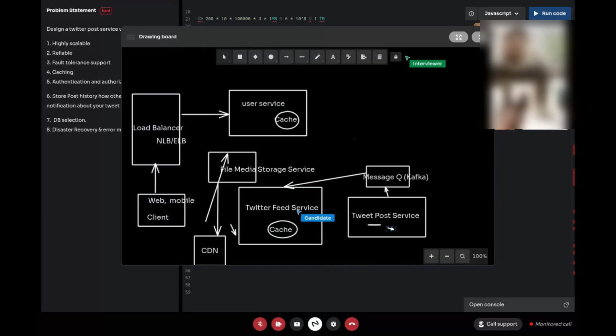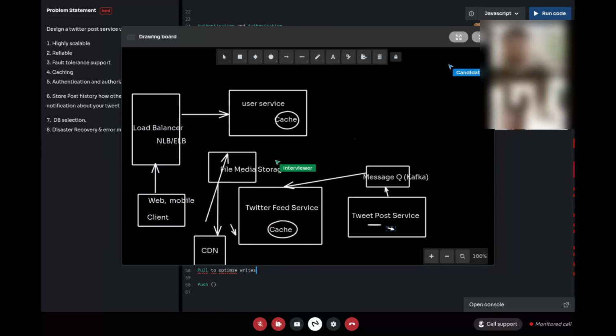So what we can do is a hybrid approach, where for those who do not have many followers, we can do a real time push. So it's basically a push versus pull kind of mechanism. So let me write it here, to handle celebrity versus non-celebrity.